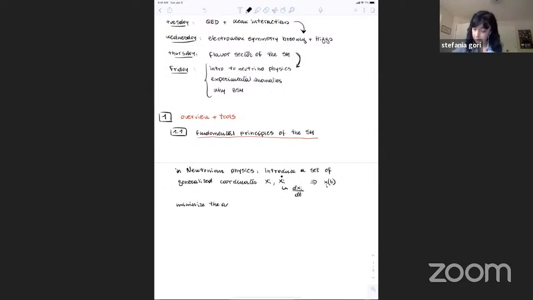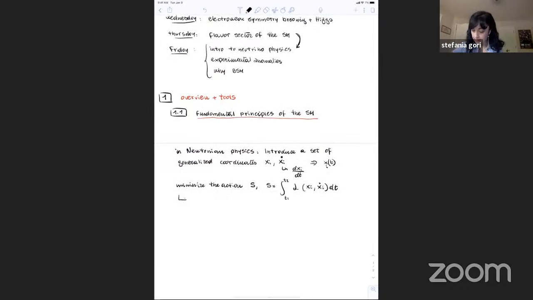S, that is defined as the integral of the Lagrangian of the system, which depends on these generalized coordinates, with respect to time. So if you want to study the time evolution between t1 and t2, you need to solve this integral here. And once you minimize, you will find some paths.